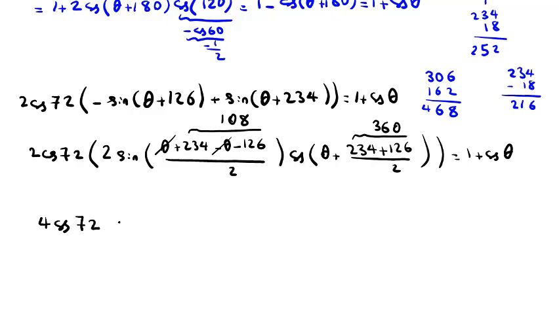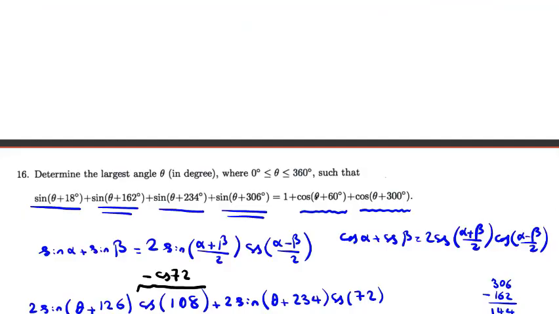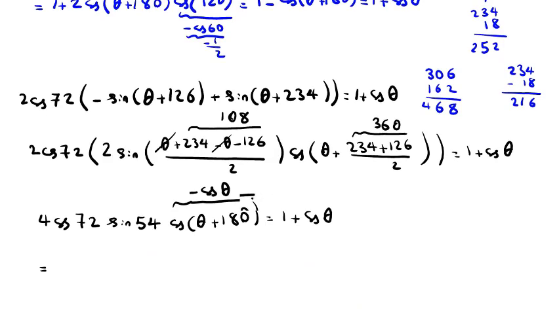4 cos 72 sine 108 over 254. And here cos(theta plus 180) equals 1 plus cos theta. Now we can say, okay, it is what? Negative cos theta. So the problem says find what? The problem says find the largest angle theta in this case.